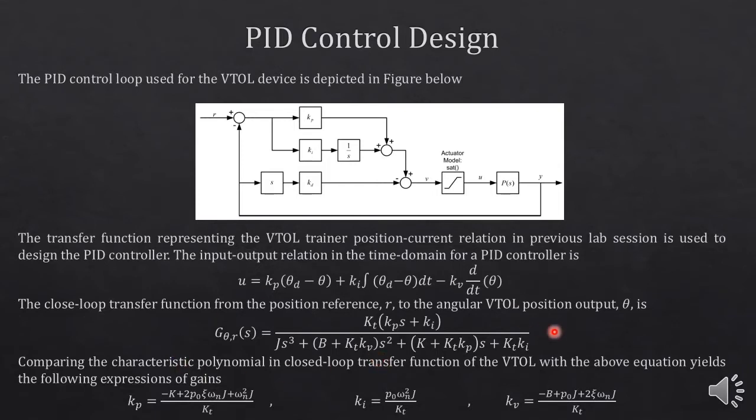If we compare the denominator with the third order standard characteristic equation, you can have these controller gains. Here you can see P naught. This P naught is the desired pole location. In our experiment, we are going to use the value of P naught equal to 1.